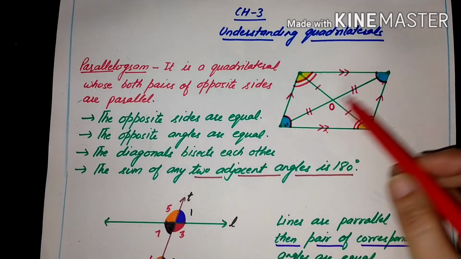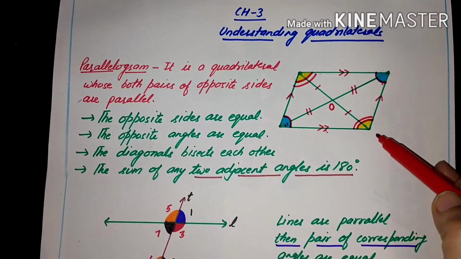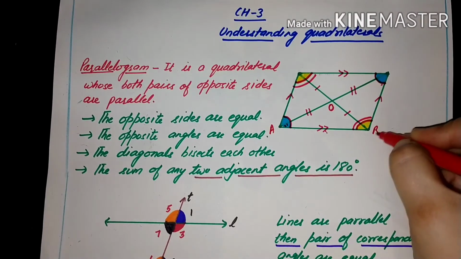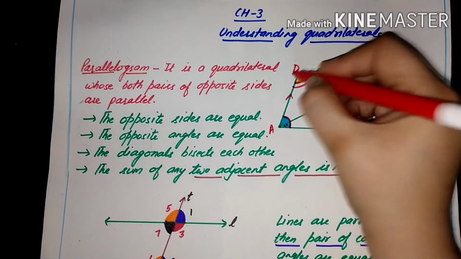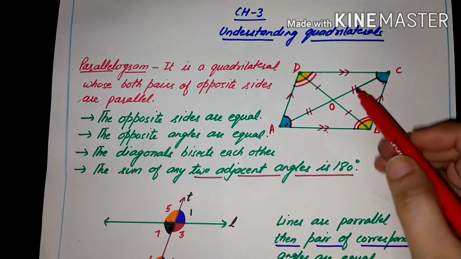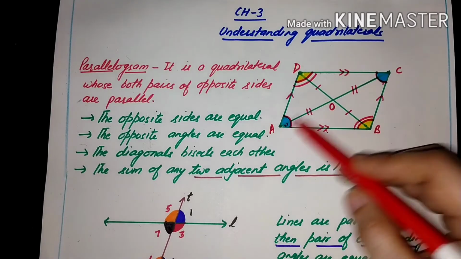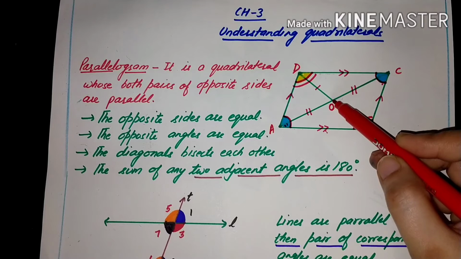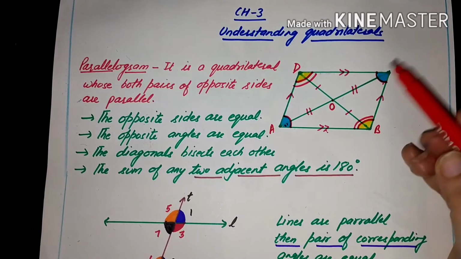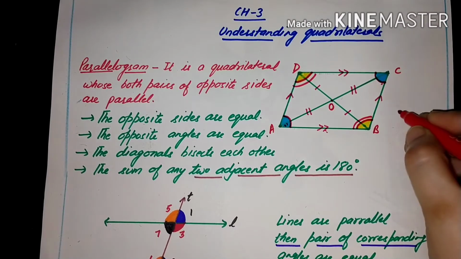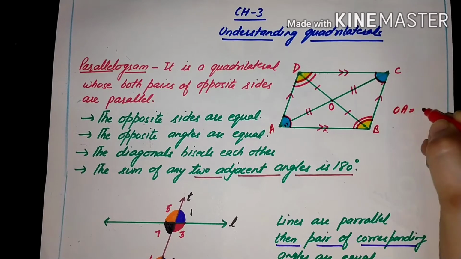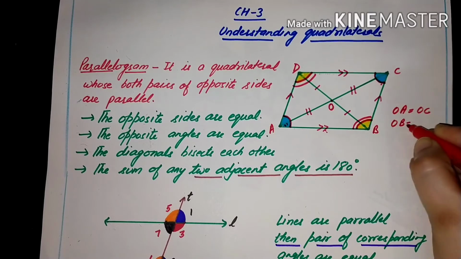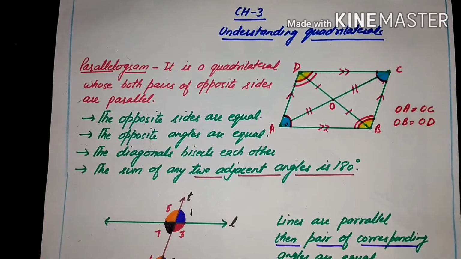So the diagonals of a parallelogram bisect each other means if ABCD is a parallelogram and BD and AC, that is its diagonals, bisect each other at point O, that means OA should be equal to OC and OB should be equal to OD.